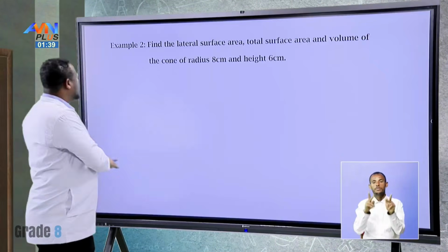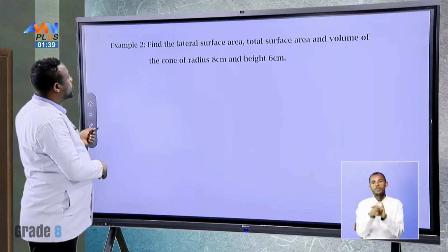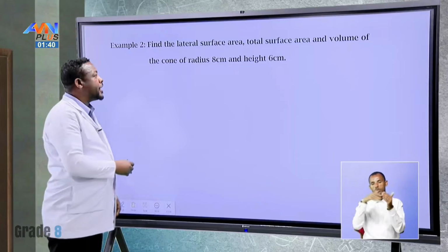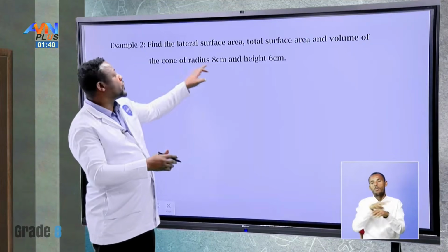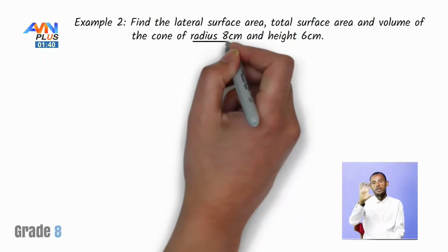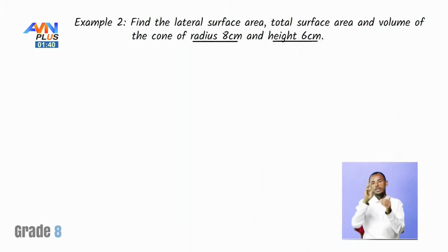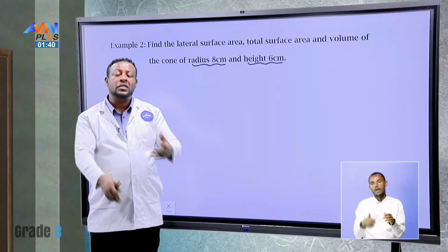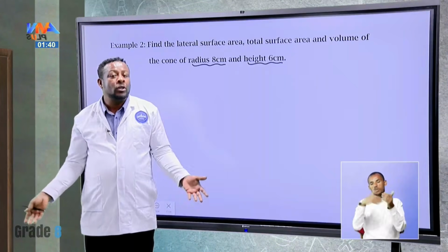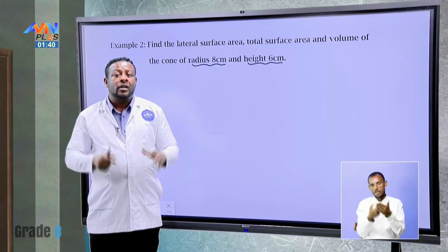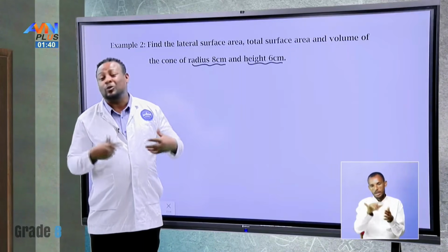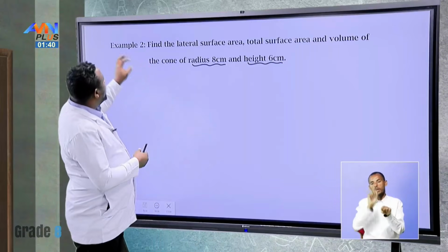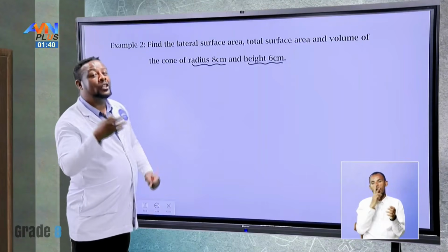In the second example, it says find the lateral surface area, the total surface area, and the volume of a cone whose radius is 8 centimeter and height is 6 centimeter. Look, whenever we are doing measurements, we don't have any other thing except calculating the lateral surface area, the total surface area, and the volume. So in all solid figures, you need to be familiar with calculating these three things. In this example, we are asked to calculate those three things.